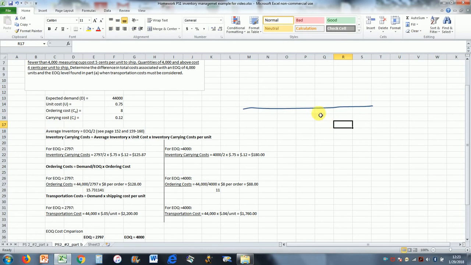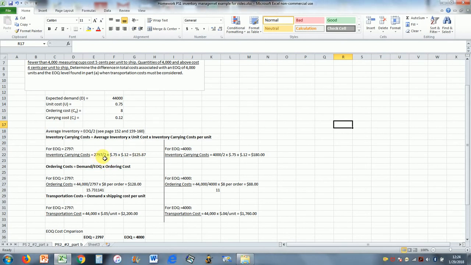So let's get rid of this. All right. So first thing we have to do is take our EOQ and divide it by 2, which we've done here, which is your average inventory. Multiply that by the unit cost, which is right here, 75 cents, and then multiply that by the inventory carrying cost per unit, which is the 0.2 or 12 cents. All right? You do that, and you come up with $125.87.